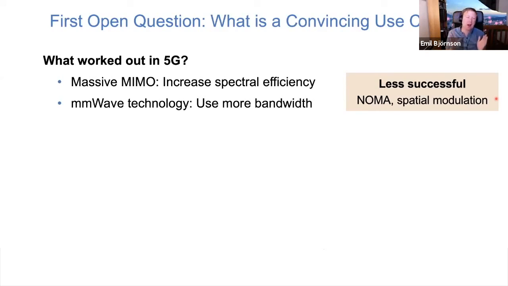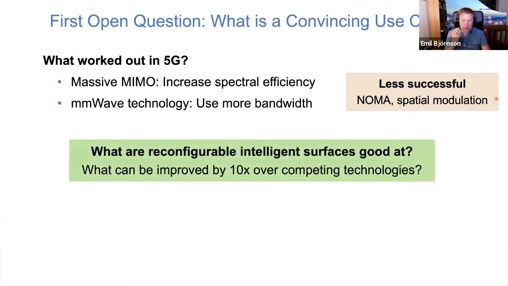That doesn't mean that they are bad technology per se. It just means that the way that we were trying to develop them was not based on showing the right gains towards the right baselines. So what we need to figure out is, what are reconfigurable intelligent surfaces really good at? Something that can be improved by 10 times, in some metric, spectral efficiency or something else, over competing technologies. It's not enough to say that if you have a system without the surface and you put in the surface, it's going to be better.